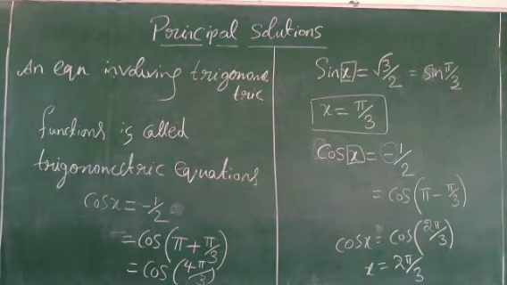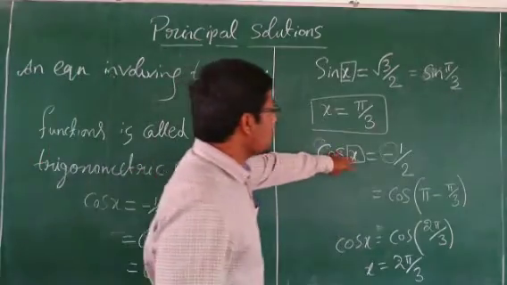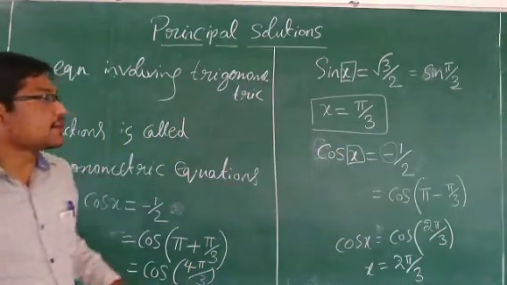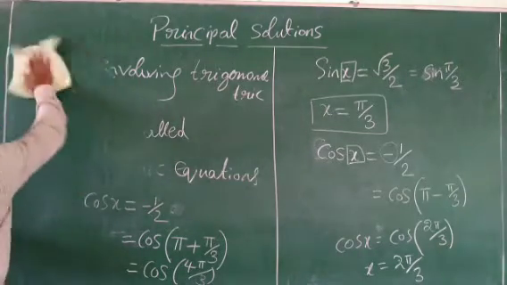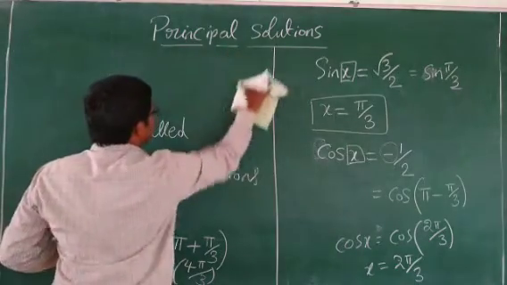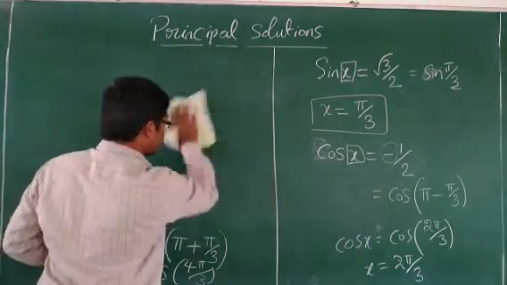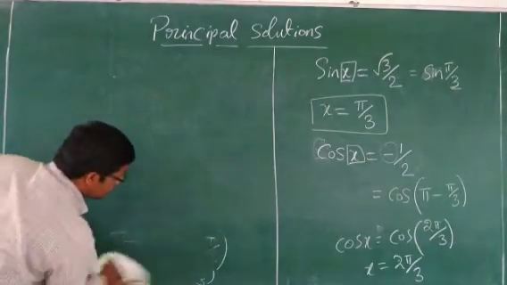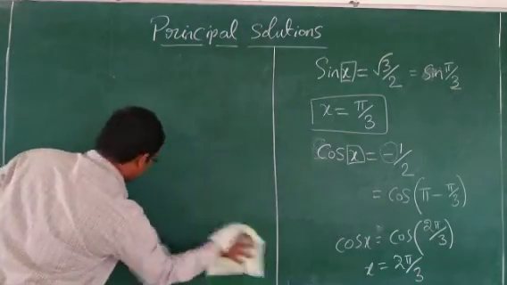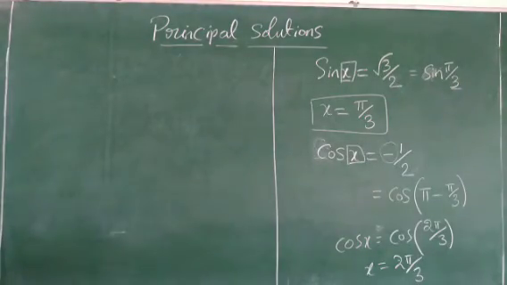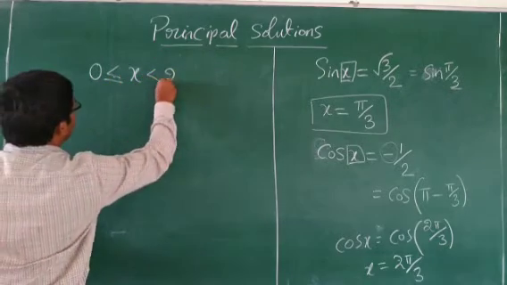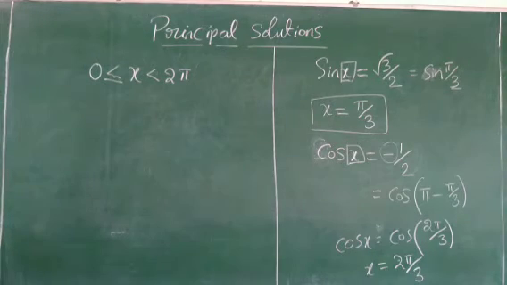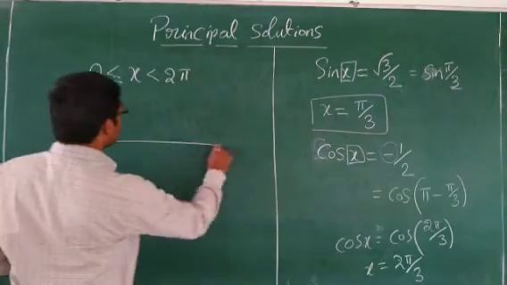This is one example of how we solve for the solutions of given trigonometric equations. Now one condition for principal solutions is, principal solution means you should find one angle. The angle that you get should be between 0 to 2 pi. It should be between 0 to 2 pi.